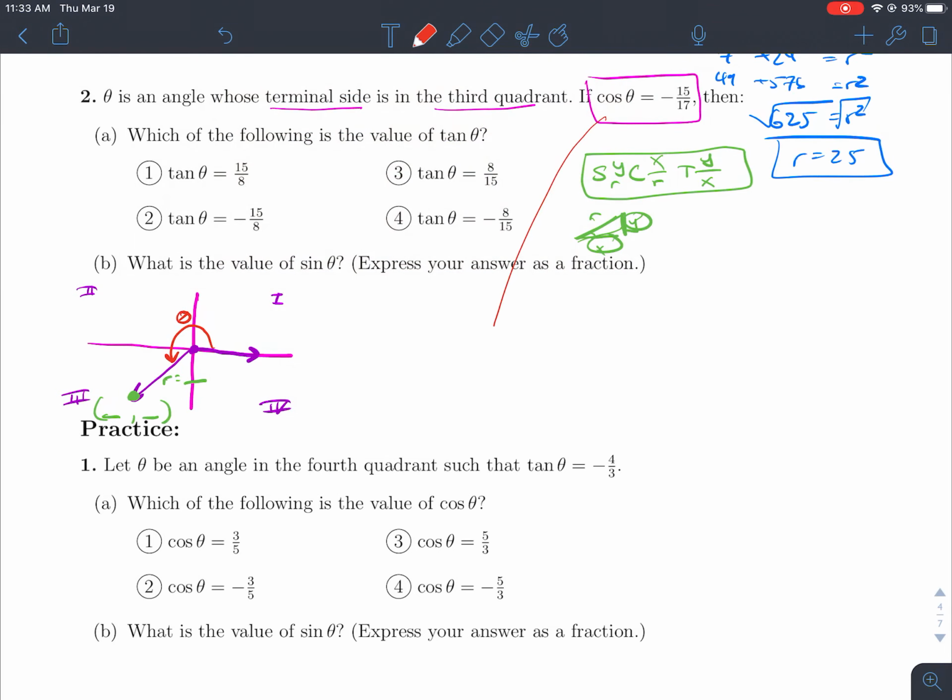All right, well, to find this one, we have to use our given information. So we know that cosine of theta is negative 15 over 17. We also know from our formula that cosine is equal to x over r. And we have to decide which of these the negative sign goes with, because we know it's either negative over positive to make the whole thing negative, or positive over negative to make the whole thing negative.